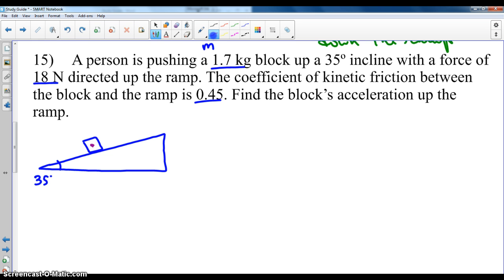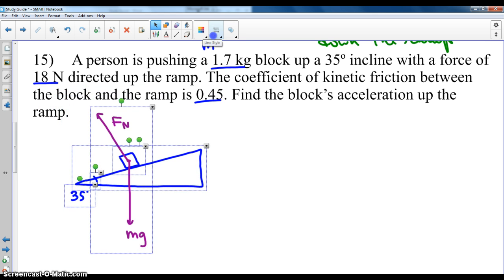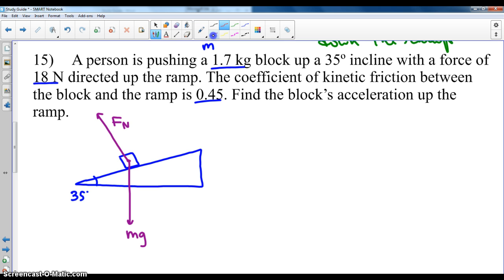There's gravity, of course, pulling down. The normal force pushes off the ramp. In addition, kinetic friction opposes its motion up the ramp, but then the person is pushing it up the ramp.